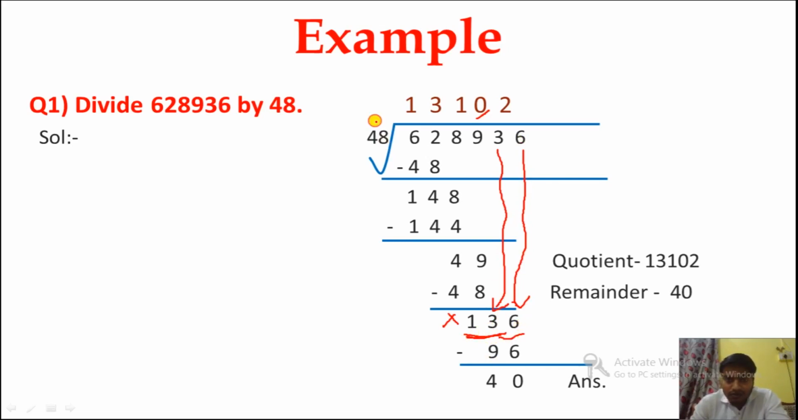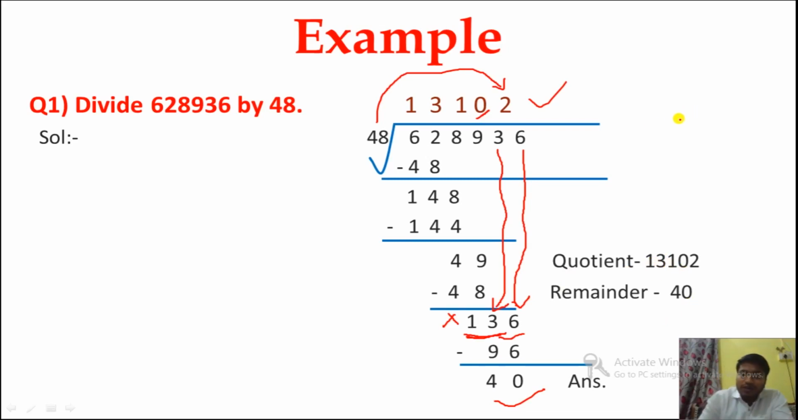136. Now it will go how many times? 2 times. Okay, so when we multiply 48 by 2, we'll get 96. Okay, now we have to subtract. So 6 minus 6, 0. 3 is less than 9, so it will take borrow from here. So this will become what? 13, and this will become 0. So 13 minus 9, 4. Okay, so this is the remainder and this is the quotient. Clear to you? Here you can see quotient equal to 13,102 and remainder 40. Okay, understood?